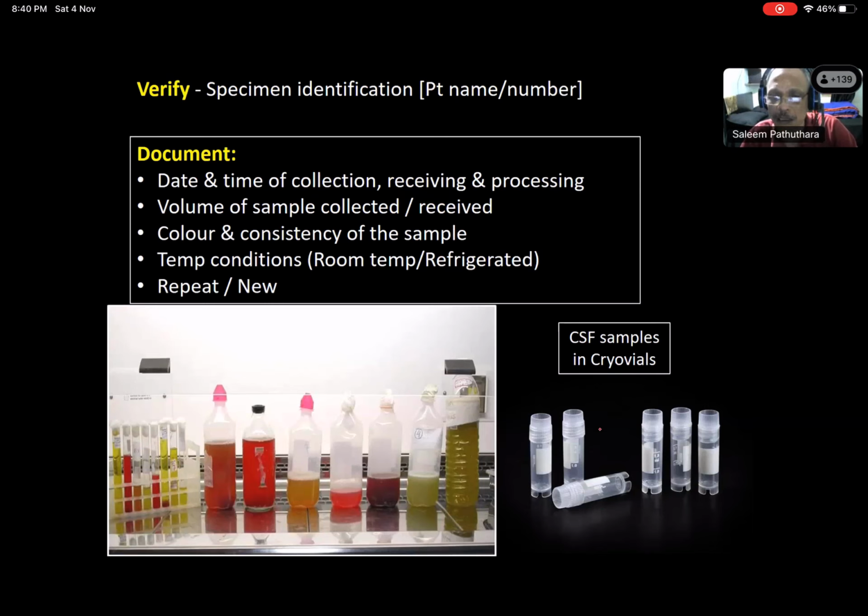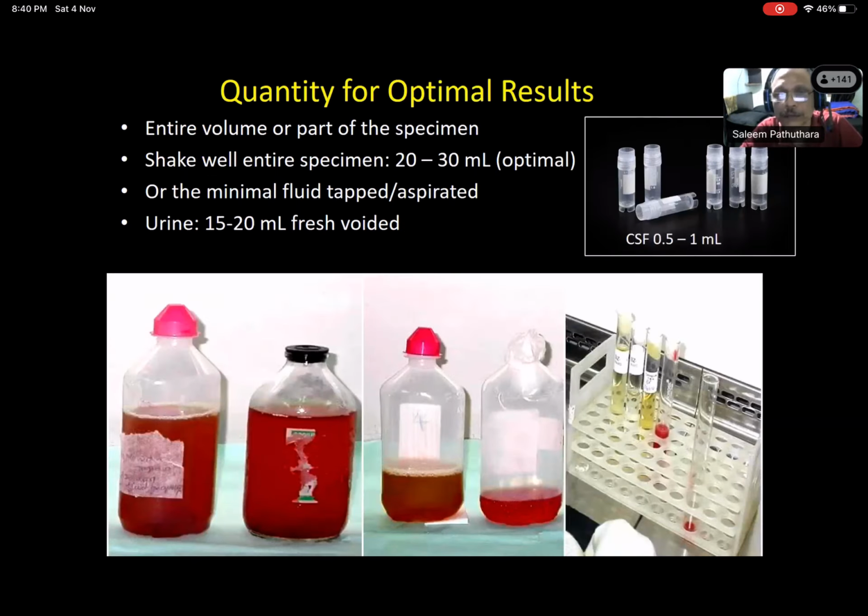CSF samples are usually collected for cytological examination. It is better to collect them in cryo vials without any anticoagulants added. What is the quantity of the sample required for optimal preparation? The entire volume of the specimen is okay. People can send the entire volume, and if so, shake well; the entire specimen of about 20 to 30 ml is considered optimal.